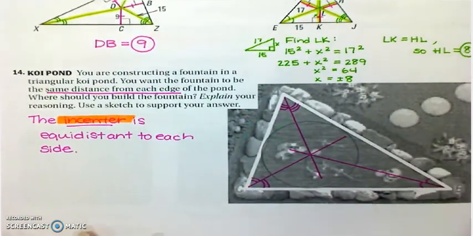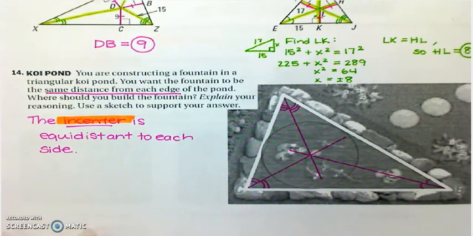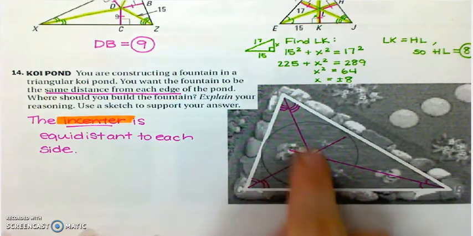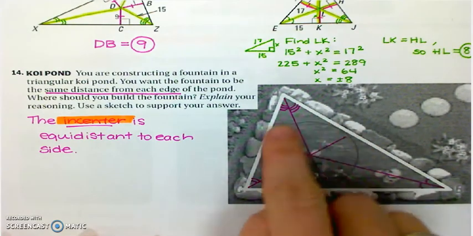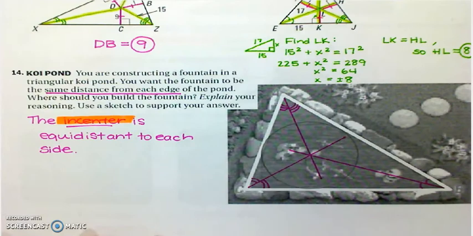Number 14, we should have been looking for an in-center to be equidistant to each side. So I found 3 angle bisectors. I even drew in the circle to show that that fountain would fit right in there with the in-center as the middle.